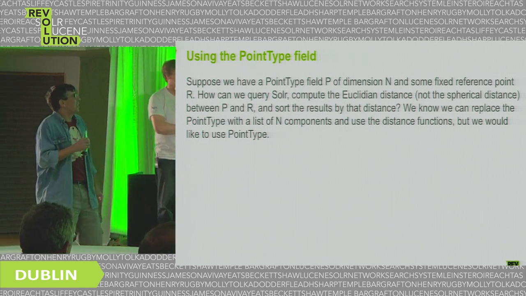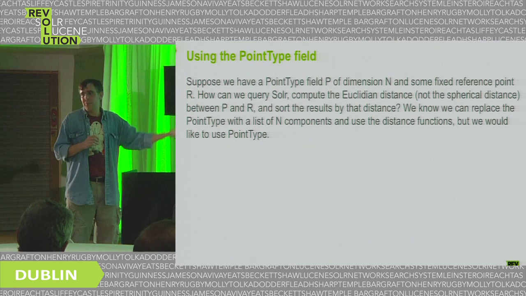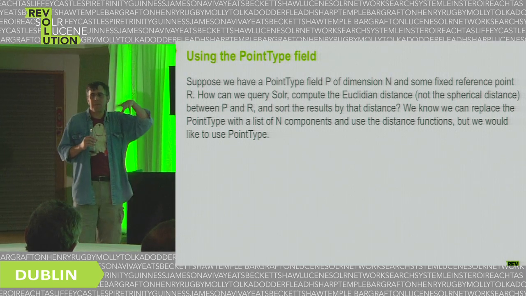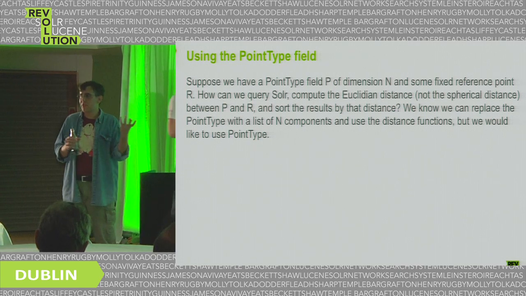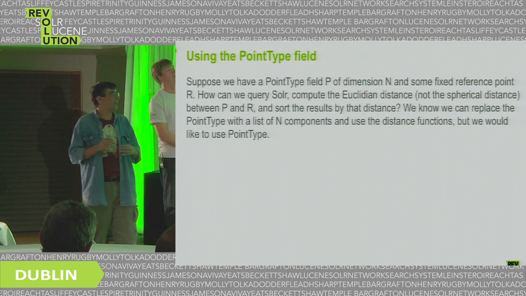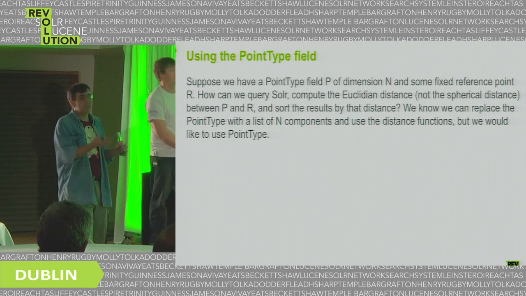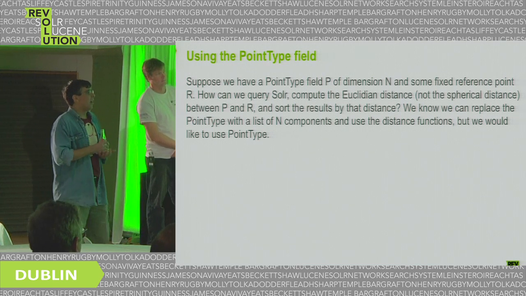Oh, wait, we have something. Using the point type. Okay, so point type, for people who don't know, is like a lat-lon type field type, except it's not specific to lat-lon, but it falls under the spatial stuff that got added around 4.0. So we have a point type field of n dimensions, which is how it differs from lat-long.